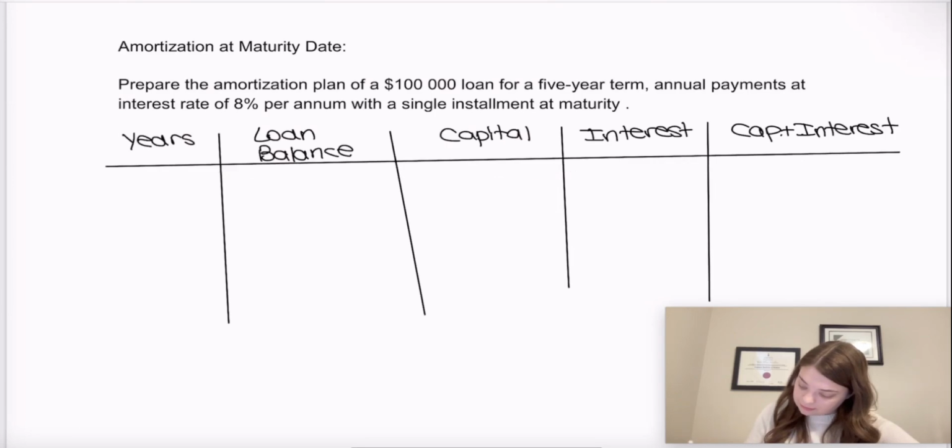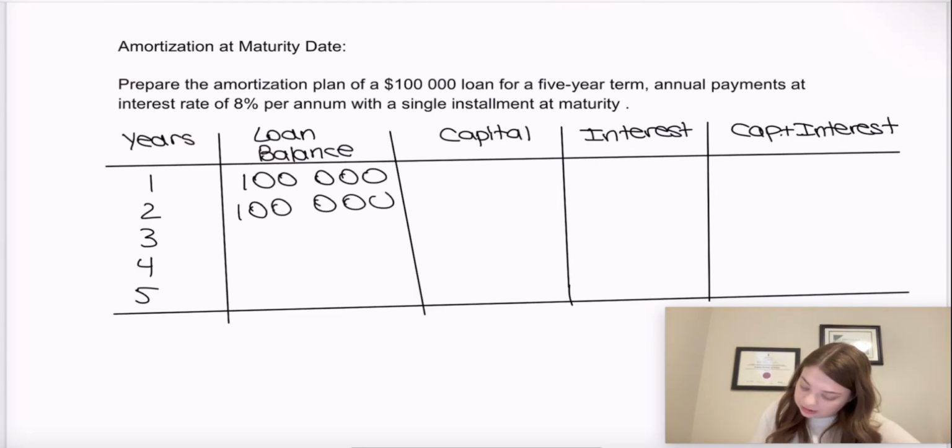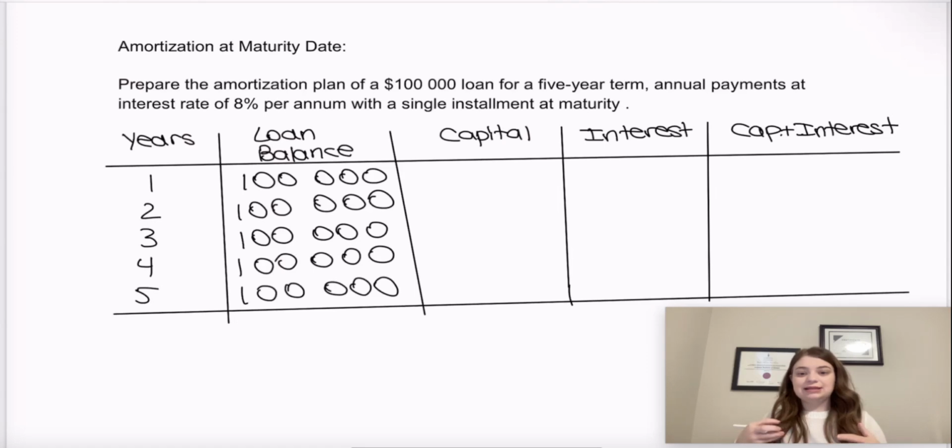There we go. Okay, so the years, that's going to be year 1, year 2, year 3, year 4, and year 5, like that. And then for loan balance, the loan balance is going to be $100,000 the first year. And then it's actually going to stay $100,000 every single time until it gets fully paid off. So $100,000 the second year, it's still at $100,000 the third year, still at $100,000 the fourth year, and still at $100,000 the fifth year.